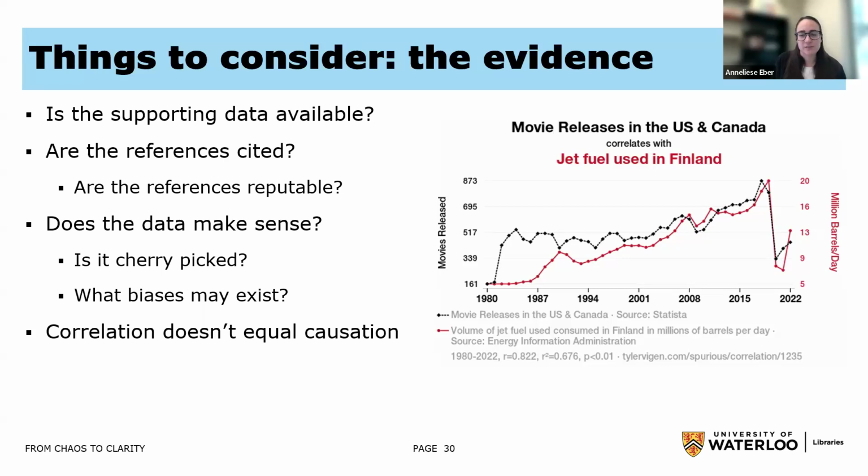And to do this, it's really important to remember that correlation does not equal causation. And this is really easy to get caught up in. I'm sure everyone has seen that shark attacks go up in the summer, as do ice cream sales. So you see them following a similar pattern. But I've chosen a different one here that people maybe aren't familiar with that I learned. Movie releases in the US and Canada also correlate with jet fuel used in Finland. They show a similar pattern, but remembering that correlation does not equal causation will help you pick through these things.